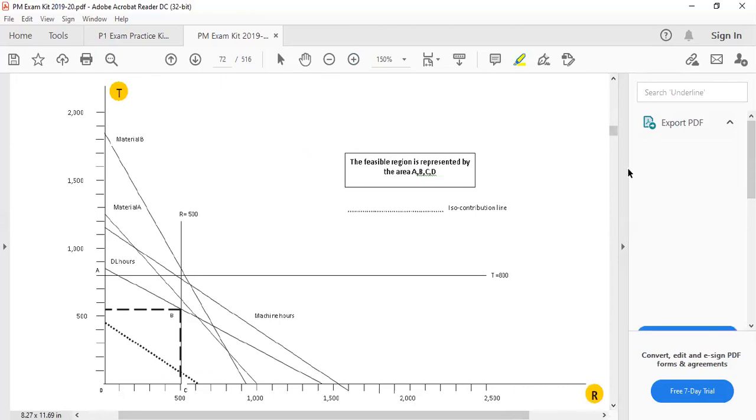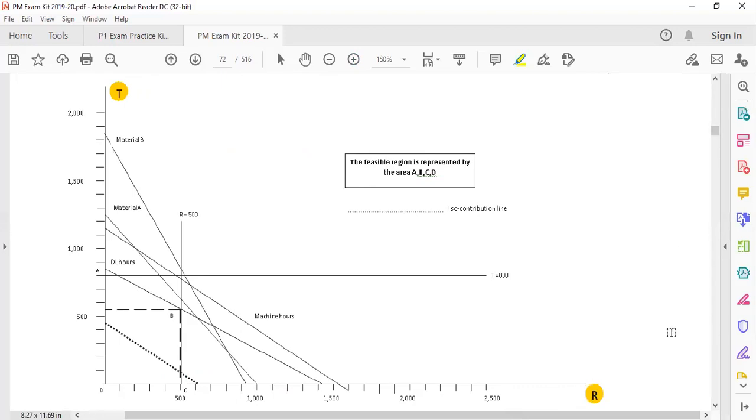On the x-axis we see R, on the y-axis we see T. The constraints are material B, then we have material A, then we have direct labor hours, the other one is machine hours. These are the constraints. Fine, the lines are there, the shaded portion is there. Then we see that the region is also covered. The feasible region is represented by A, B, C, D. So this is the feasible region.